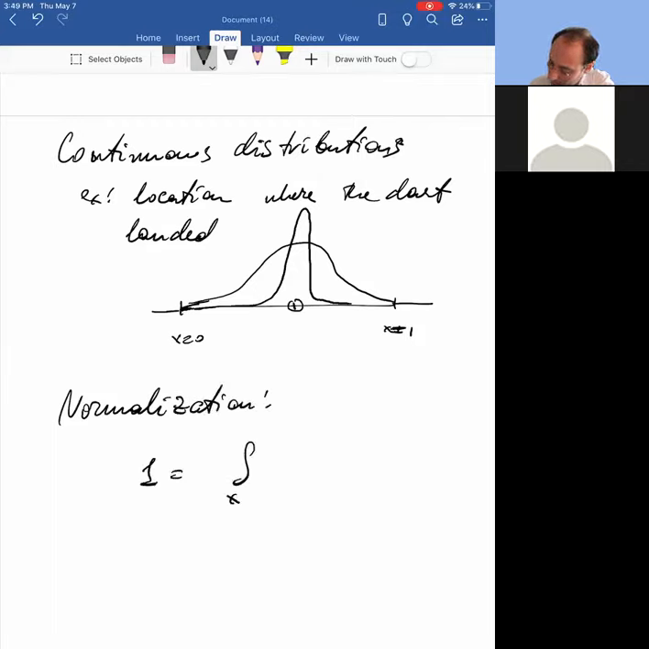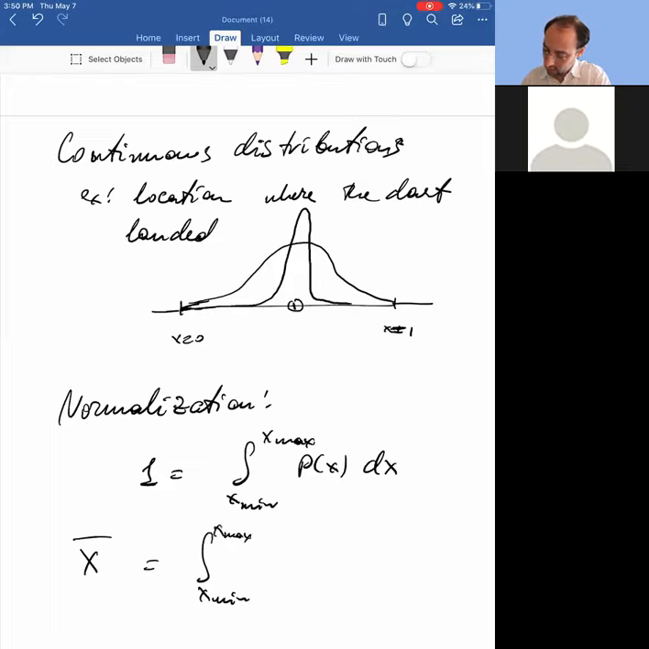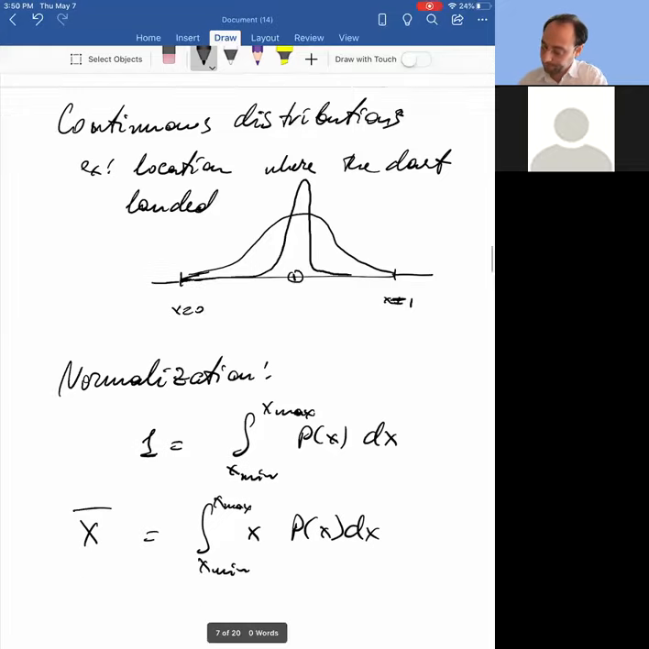Okay, so normalization: 1 equals the integral between x minimum and x maximum of p of x dx. Now this becomes an integral. Oftentimes, there are some common applications where x minimum is minus infinity and x maximum is plus infinity. How would you define the mean? By the same formula as before, only now you replace sums by integrals. So the moral is, to go from discrete to continuous, you replace sums by integrals.